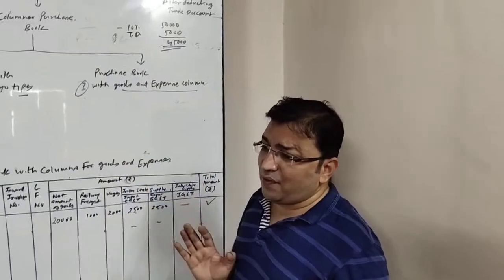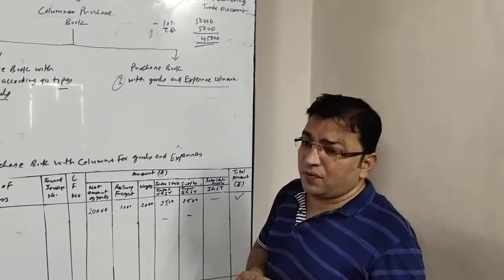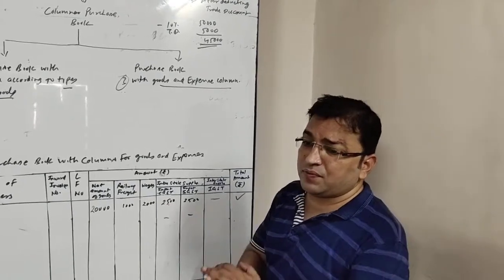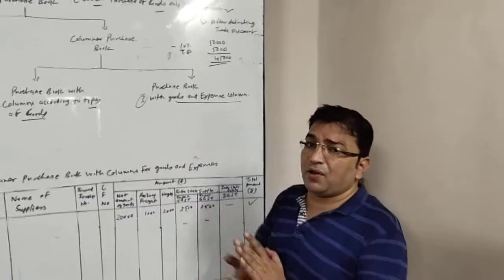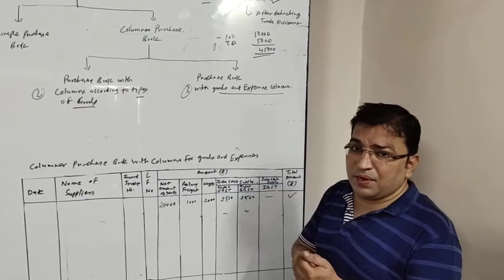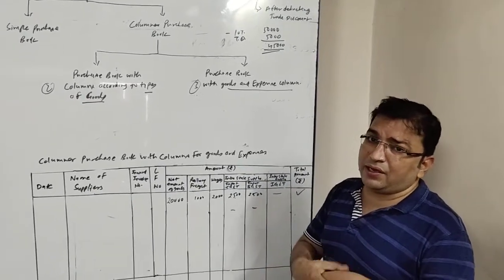So these are the 3 formats of purchase book for which we will be doing the practical sums given in the textbook. You will copy this down in your book, and whatever sums we do, that also you will write in your book.